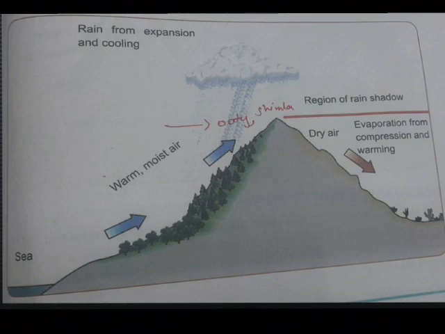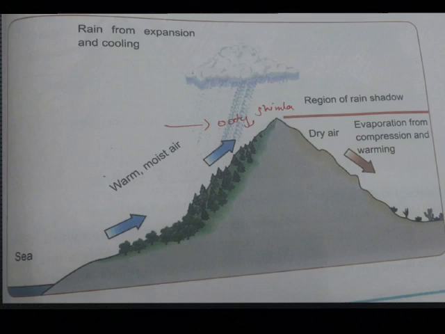This is because the temperature decreases by 1 degree Celsius for every 165 meters above the sea level. Bangalore is located at 500 meters above the sea level, whereas Chennai is located at the sea level.